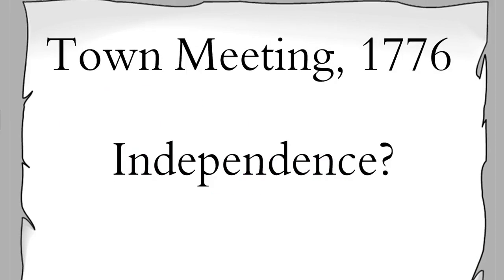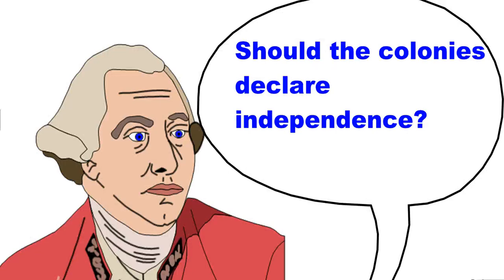So on the town meeting, it's going to be 1776, and declaring our independence is the question. The Patriots want to declare independence, yet the Loyalists clearly do not. King George will be attending the town meeting. The question is, should the colonists declare independence?